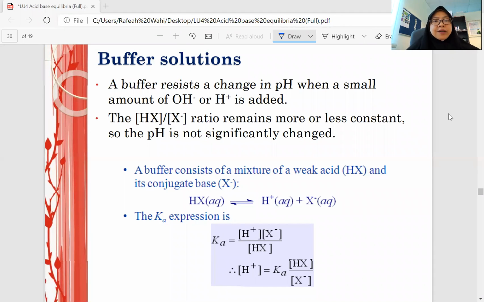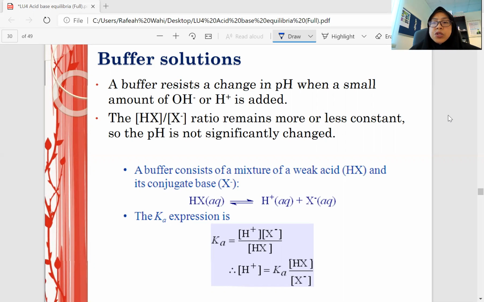All right. Without further ado, let me explain what a buffer solution is. A buffer solution is a solution which resists a pH change when you add a small amount of hydroxide ion, or in other words base, or H plus ions, or in other words acid, into the solution. Meaning to say that when you add a small amount of acid or base into a buffer solution, the pH will not change.